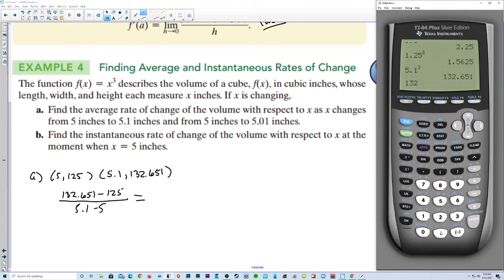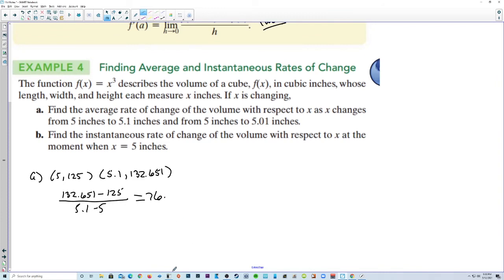So 132.651 minus 125, and we're going to divide by 5.1 minus 5. So the average rate of change is 76.51, and that's going to be, x is measured in inches, so it's going to be cubic inches per inch.